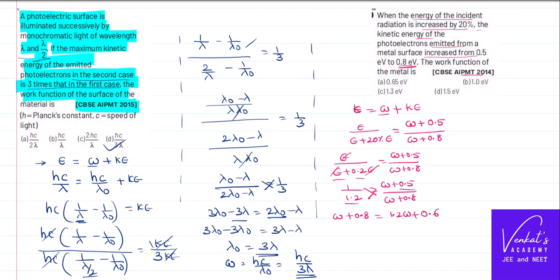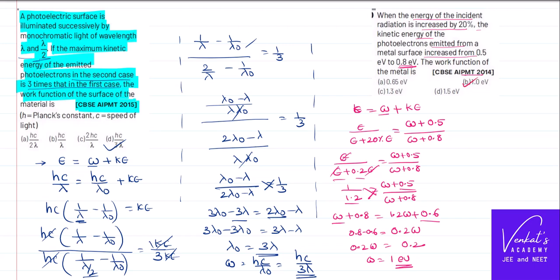equal to 0.6. So 0.2 times work function, when you take this to the other side, 0.8 minus 0.6. So 0.2 of work function is 0.2. Then work function equals 1 electron volt. So the answer for this problem is 1 electron volt.